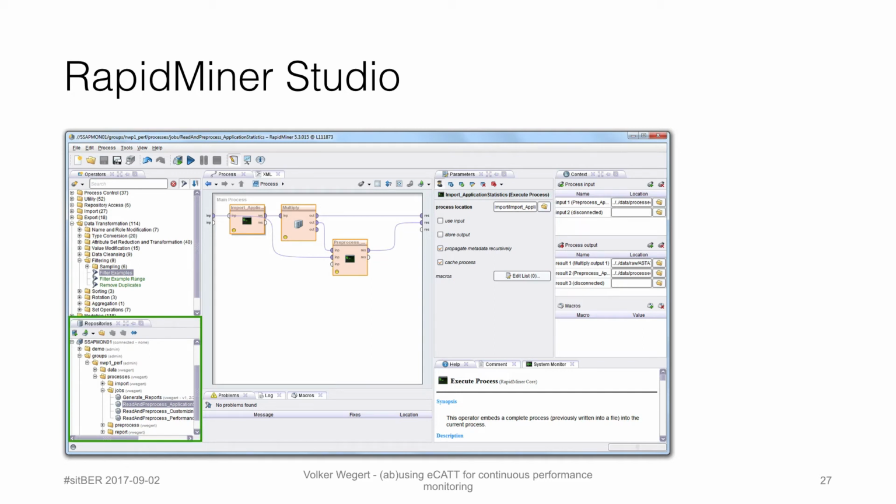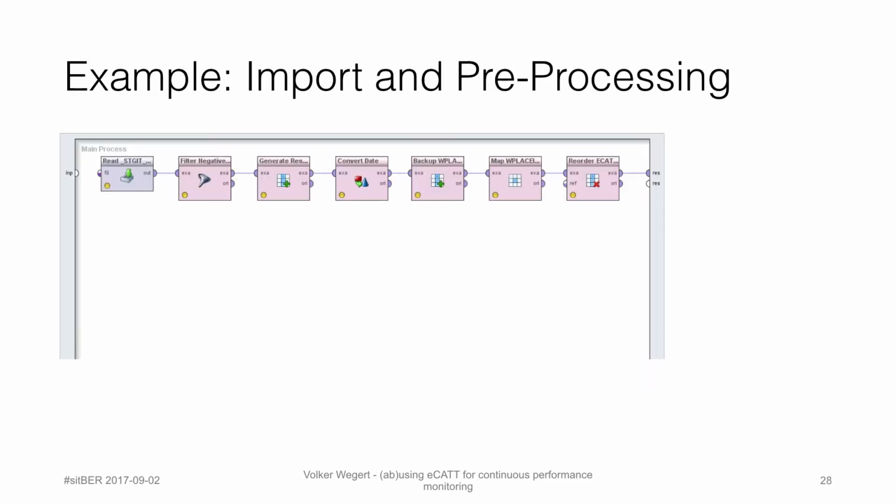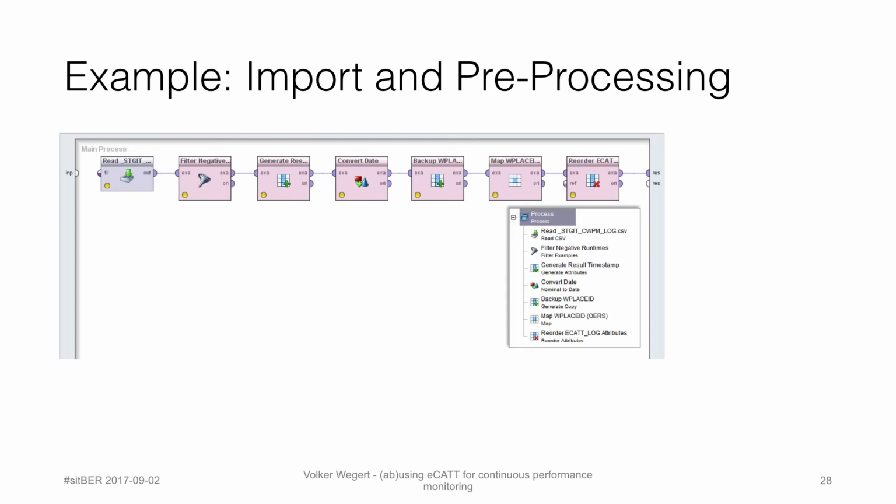The processes have input and output elements that can be connected to files in the repository or connected directly when the process is embedded in another process. This is an example of an input process. The process can also be shown as a tree display, which shows the full names but doesn't let you see the data flow anymore. In this case, we read a CSV file, then filter out some invalid sets that somehow made it into the data file.